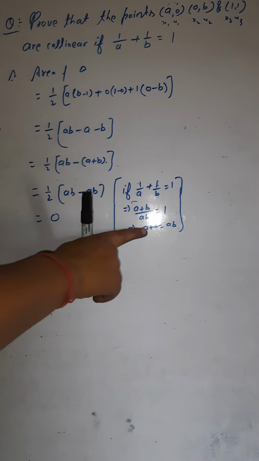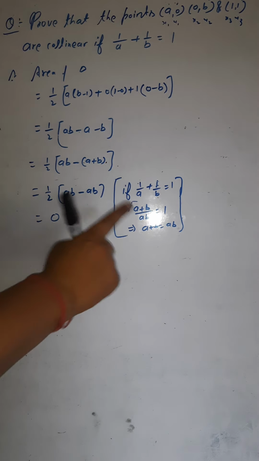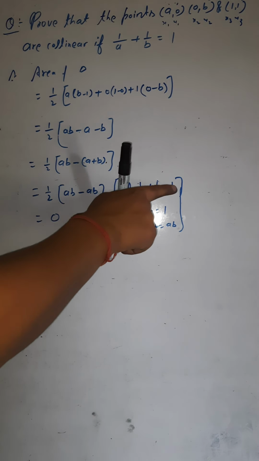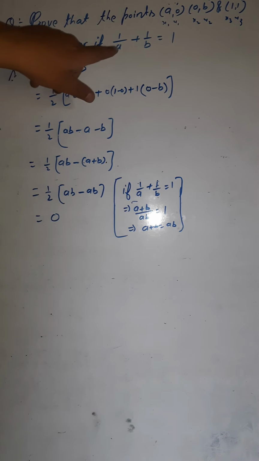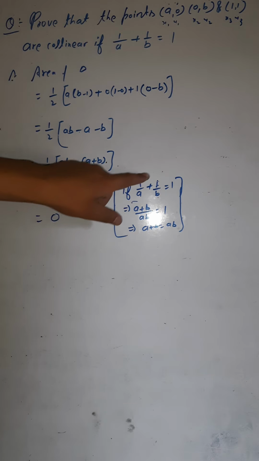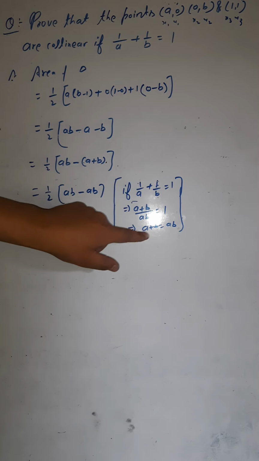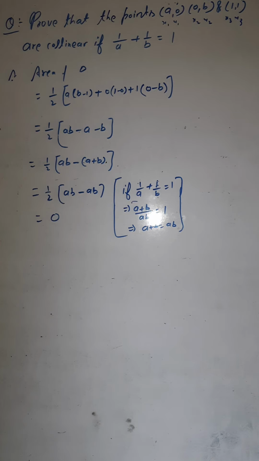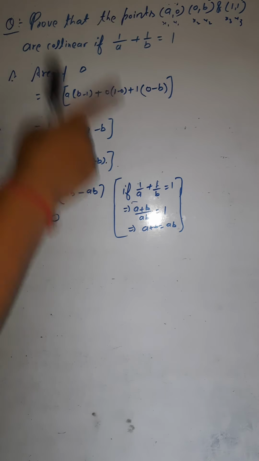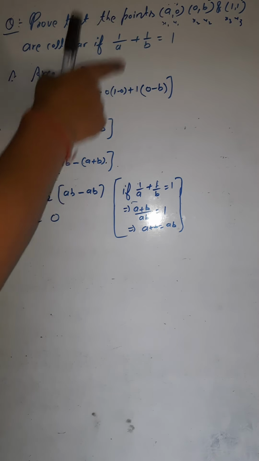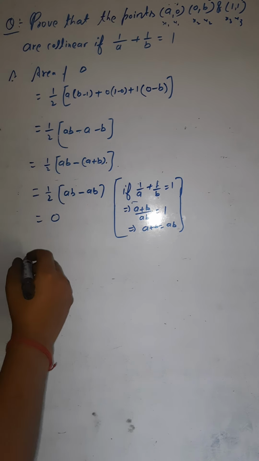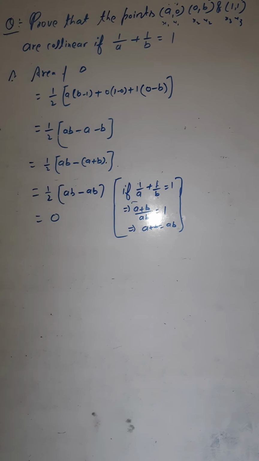If a plus b becomes ab, it means 1/a + 1/b = 1. The condition has been given to you now. If 1/a + 1/b = 1, it implies a plus b equals ab. This is coming out. So if a plus b equals ab, then the area of the triangle would become 0. So you can say yes, these points are collinear if this condition is applied here. So you will say hence, let me write it here.